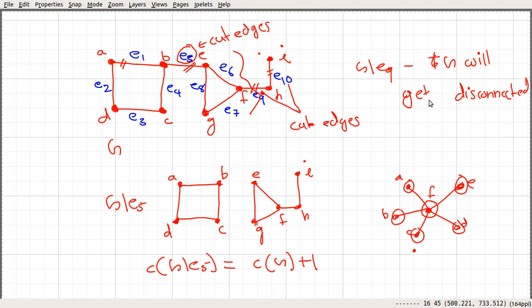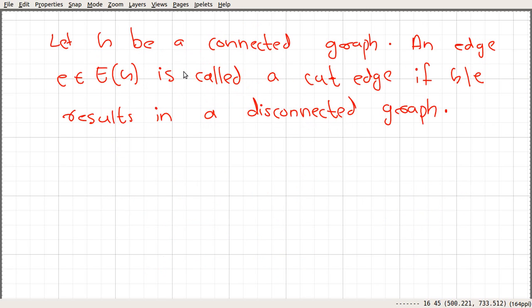Okay, so we can see that these edges E5, E9 and E10 are cut edges. If you delete E10, the graph is disconnected. Similarly, if you delete E9, the graph will get disconnected, and the same thing with E5. So that's the definition of what is called a cut set: if you delete that edge, the resultant graph is a disconnected graph.